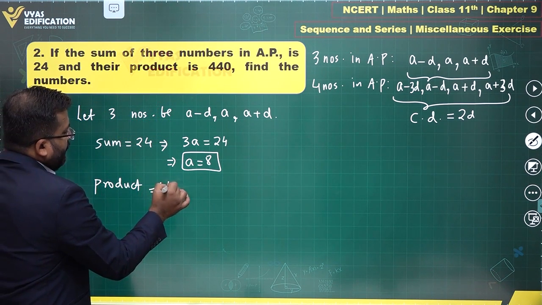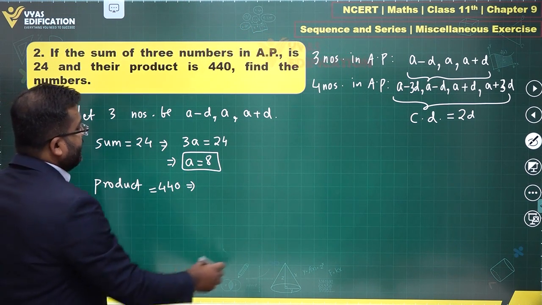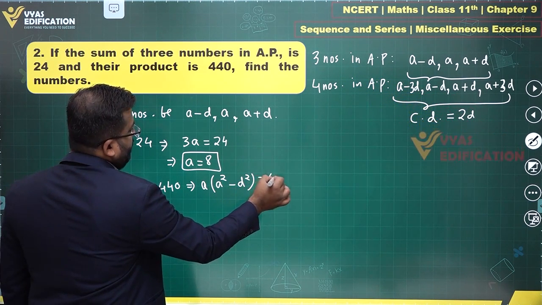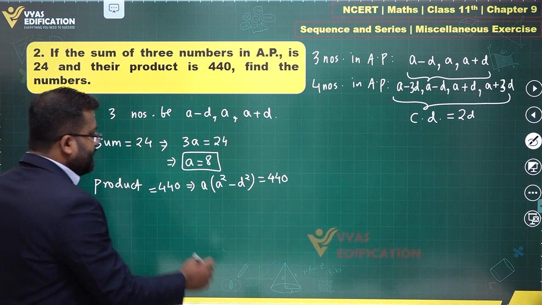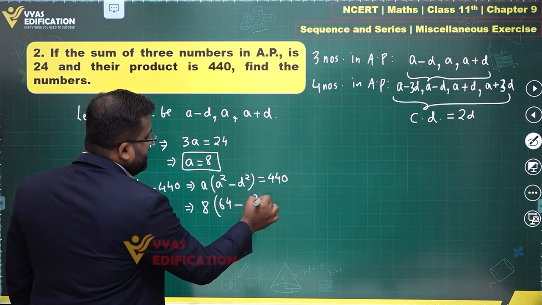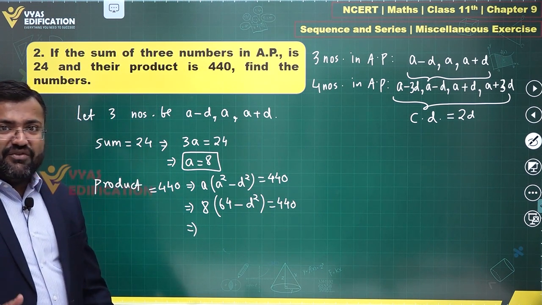Product is equal to 440, which implies (A minus D) times A times (A plus D), so A times (A square minus D square) is equal to 440. And since we have already found A, can I substitute that over here? This is 8 times (64 minus D square) is equal to 440. And now can you solve easily for the value of D?